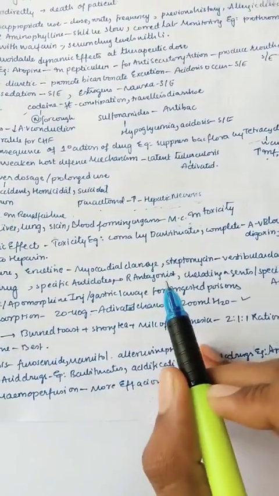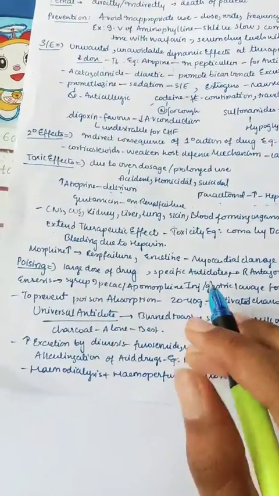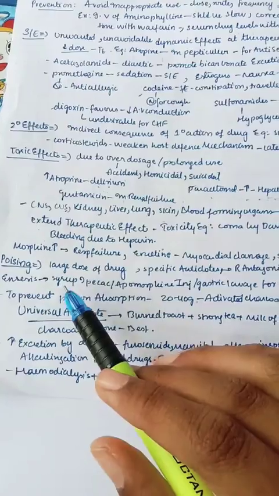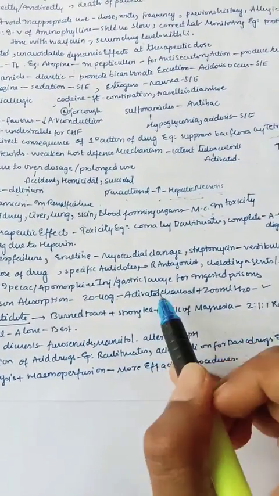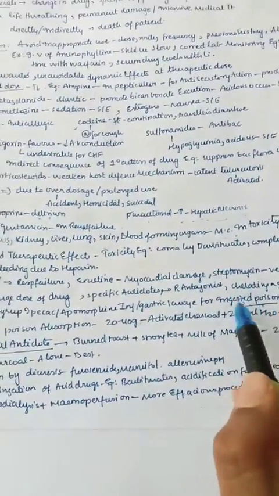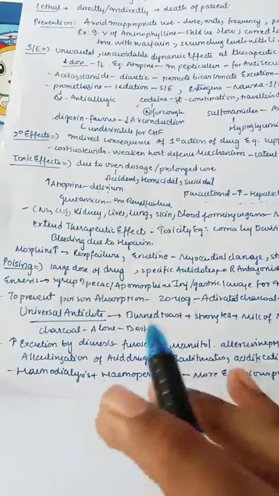Specific antidotes and receptor antagonists are used, and chelating agents or specific antibodies, and emetics like syrup of ipecac, apomorphine injection, or gastric lavage are used mainly for ingested poison. So again, for this poisoning also we are using drugs to prevent this or to reduce the poison.